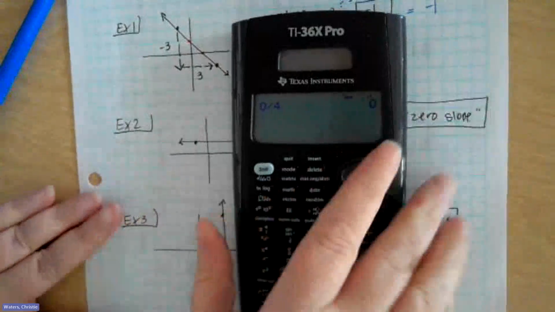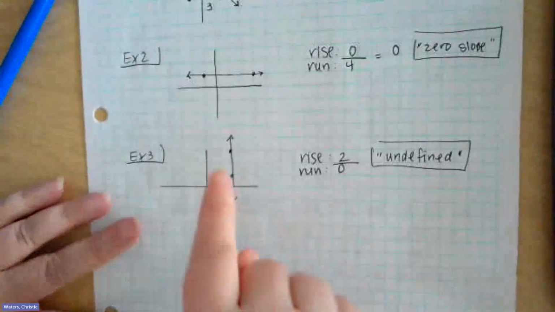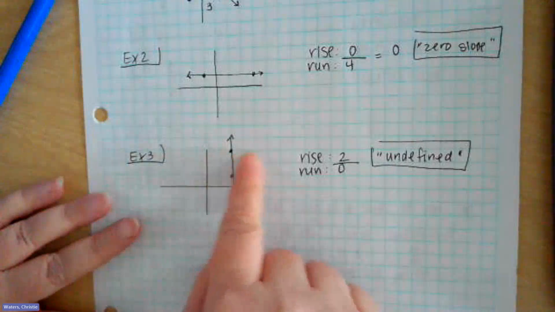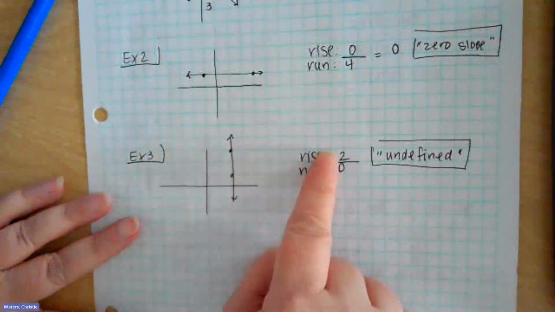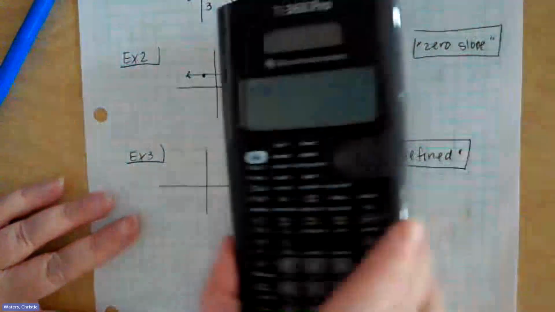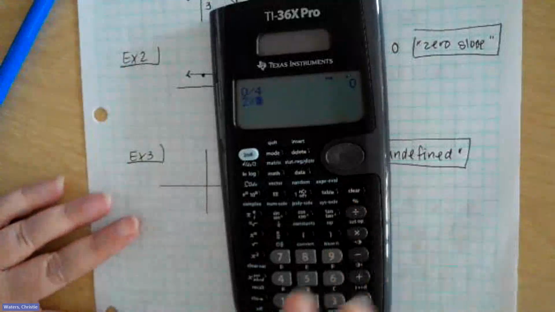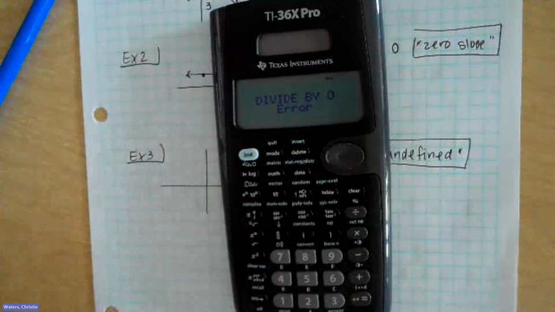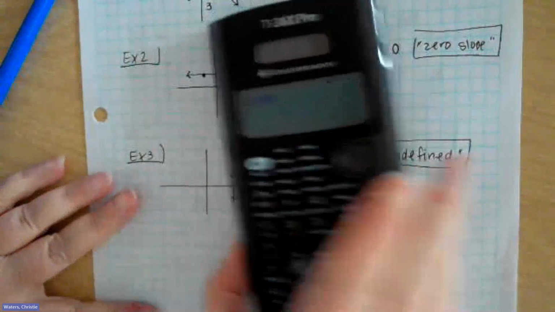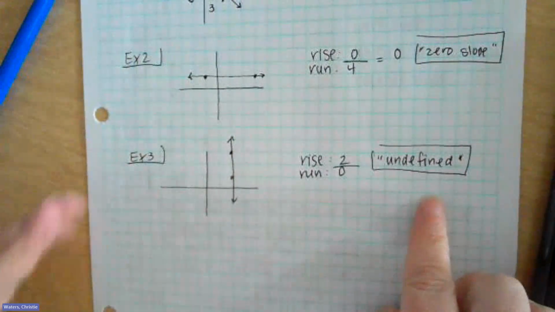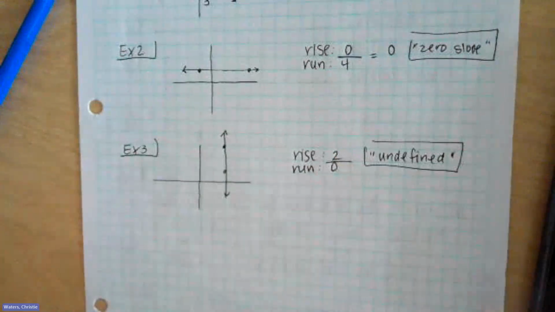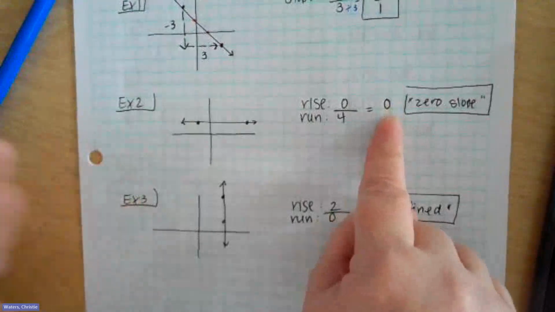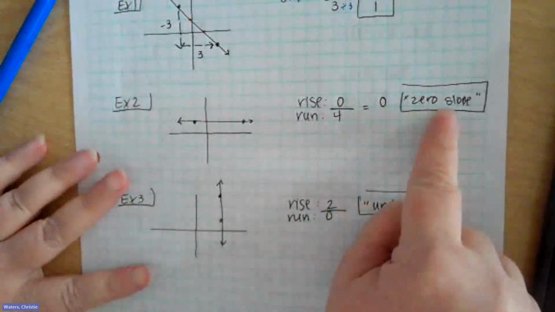But I want to compare that to what happens on example 3. On example 3, I do have a rise, but I don't have a run. I don't go side to side. So my rise is 2, my run is 0. But if I try typing 2 divided by 0 in my calculator, I get yelled at by my calculator. You can't divide by 0. So that is my indication that this is an undefined slope. So if I try to divide by 0, my calculator gets mad. That's the undefined one. If I get a nice easy 0 for my answer, that's just the 0 slope.